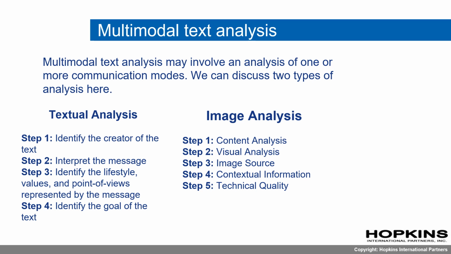Step 1. Content analysis. Step 2. Visual analysis. Step 3. Image source. Step 4. Contextual information. Step 5. Technical quality. Analyzing 2 different forms of text would be considered a multimodal text analysis.